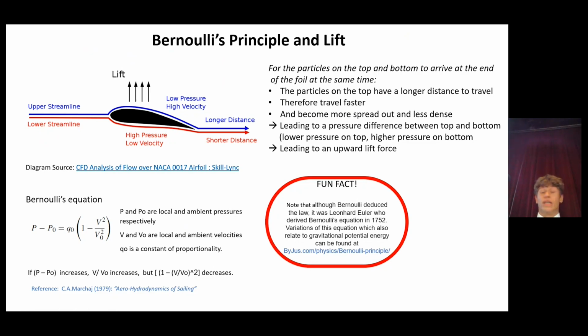There's an equation, which is P minus P naught equals Q naught times 1 minus V squared over V naught squared, where P and P naught and V and V naught are local pressures and velocities respectively, and Q naught is a constant of proportionality. The general thing you need to understand about this equation is that if P minus P naught increases, V divided by V naught will also increase, but then 1 minus V divided by V naught squared will therefore decrease. This is very important for us sailors to understand, so we know how to use this equation, and this basically sums up what is happening in this model.